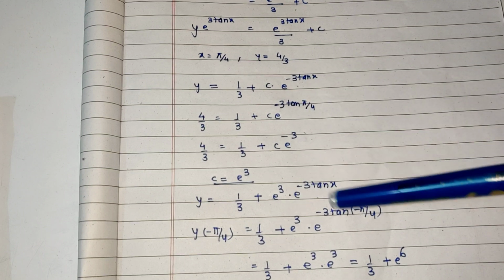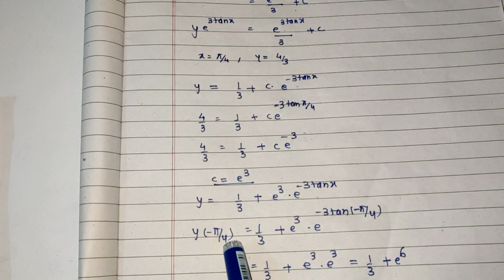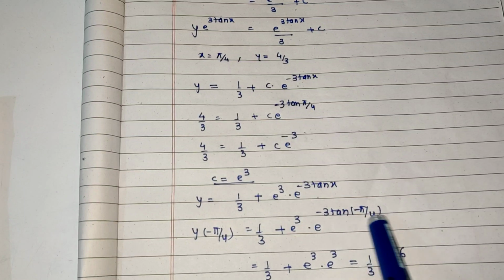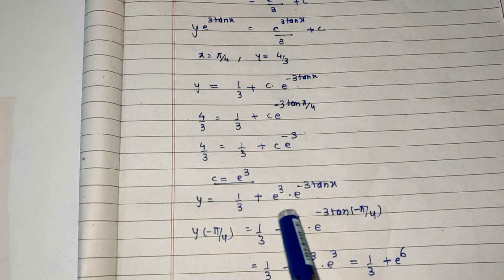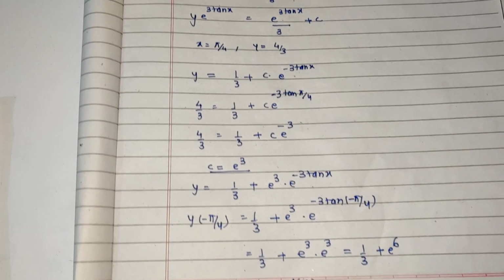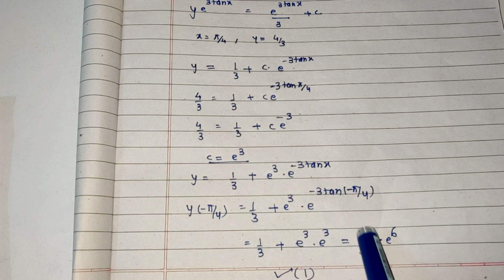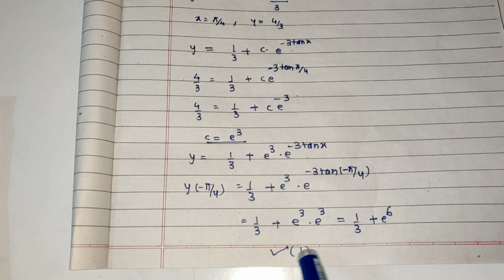So therefore y of x at x = −π/4. Substitute here x = −π/4. So this is −1 and this will be plus 1, so e raised to power 6 it is. This will be the value of y(−π/4), 1/3 plus e raised to power 6. So the first option is the correct option.